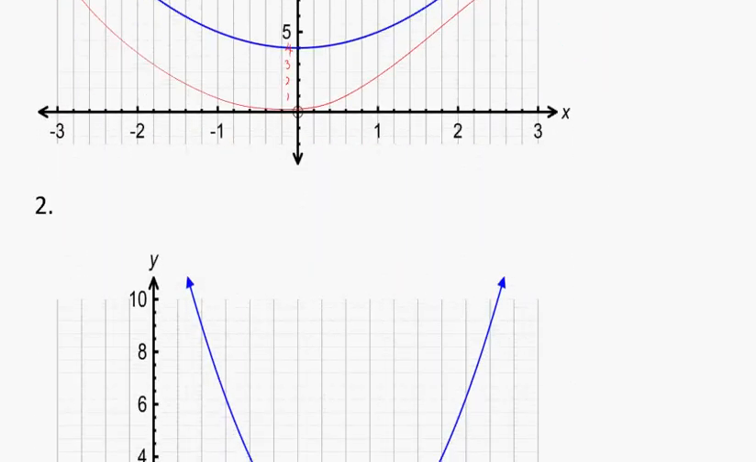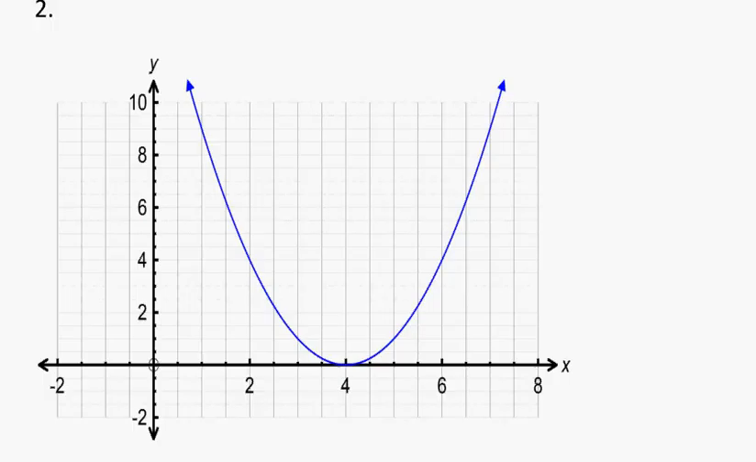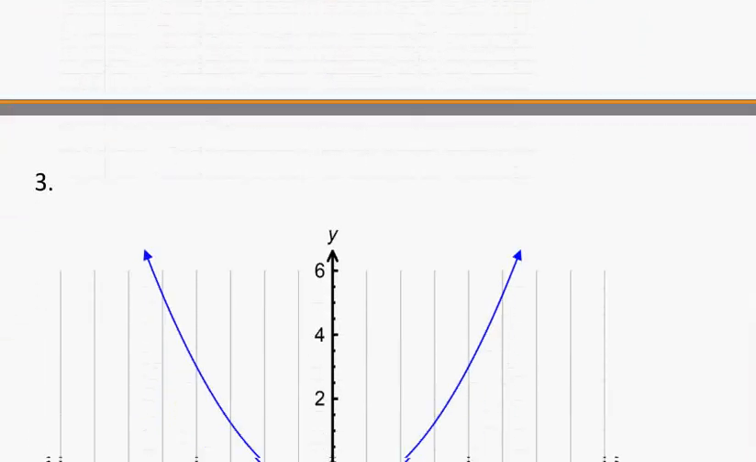Let's look at the next one. I notice that it has been moved to the right 4 places, because originally it's down here through 0. And the vertex is moved to the right 4, so I can immediately write the equation as y equals (x minus 4) all squared. Remember, minus in the bracket moved to the right.